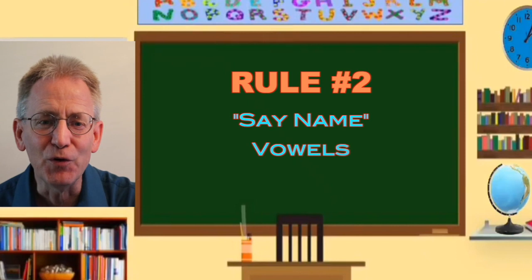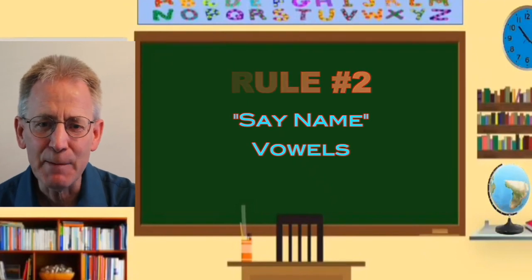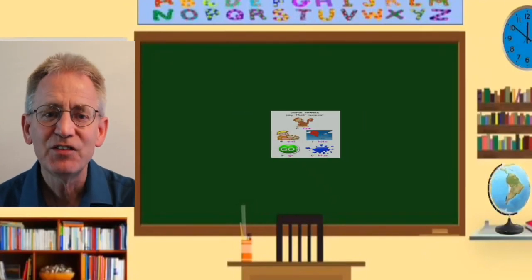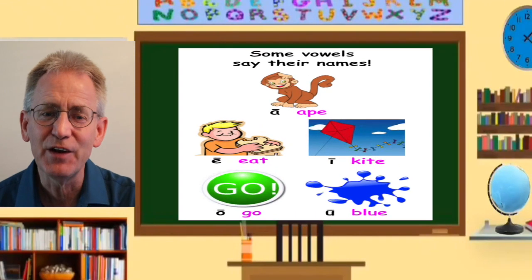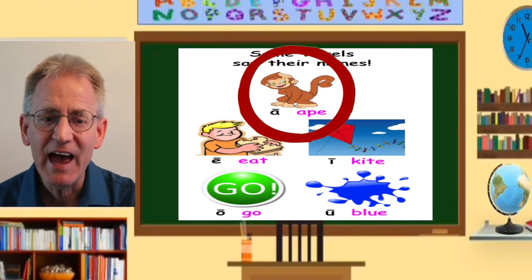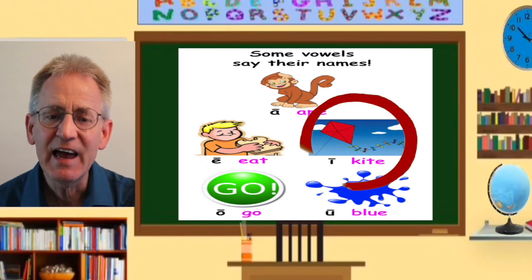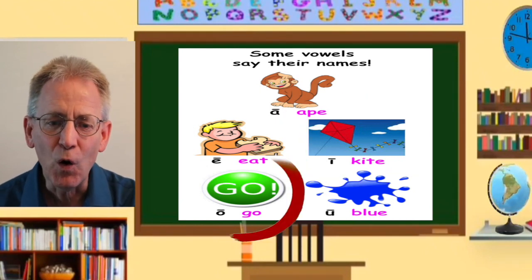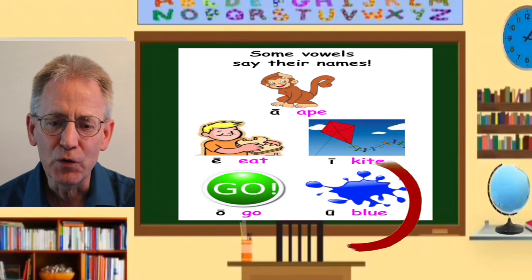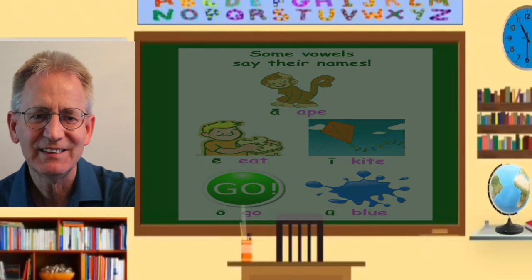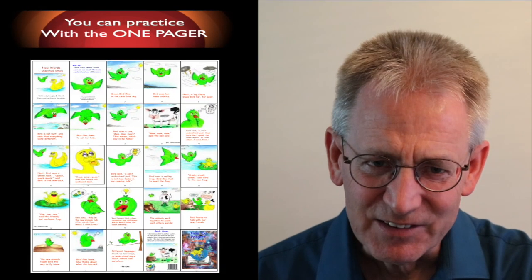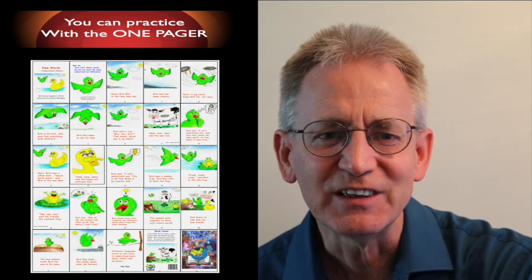Rule number 2. Say name vowels. Some vowels say their names. A, ape. E, eat. I, kite. O, go. U, blue. You can practice with the one pager.